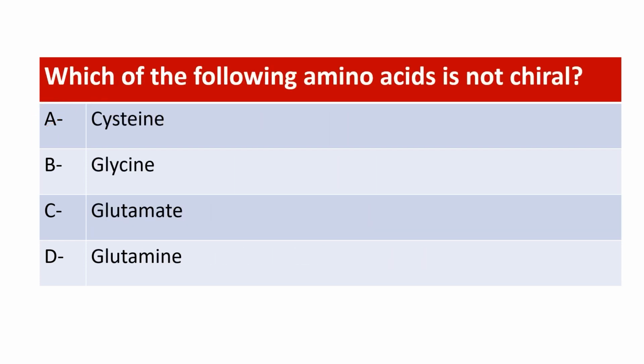Which of the following amino acids is not chiral? Cysteine, glycine, glutamate. Remember, amino acids usually contain 4 different groups. Let me draw the groups. This is the general pattern of an amino acid. Remember it. An amino group attached to the carbon, and this attached to the carbonyl carbon, which makes an alpha carbon. This is an alpha amino group, and we have the R group.